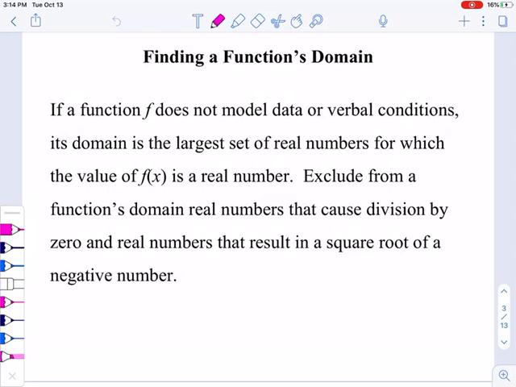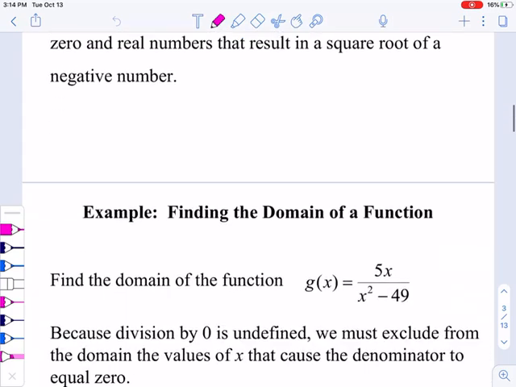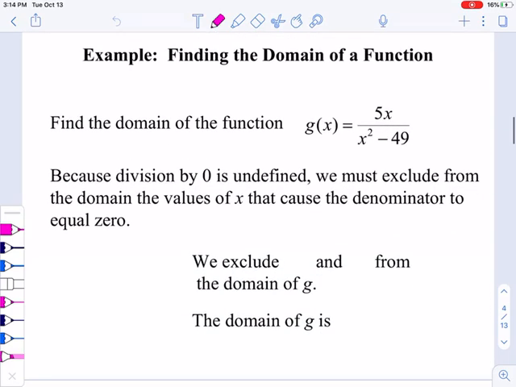So in general, finding a function's domain, it says if a function f does not model data or verbal conditions, its domain is the largest set of real numbers for which the value of f of x is a real number. Exclude from a function's domain real numbers that cause division by 0 and real numbers that result in a square root of a negative number. Right now we are just dealing with real numbers, which means you cannot take a square root of the negative because then you end up with an imaginary number.